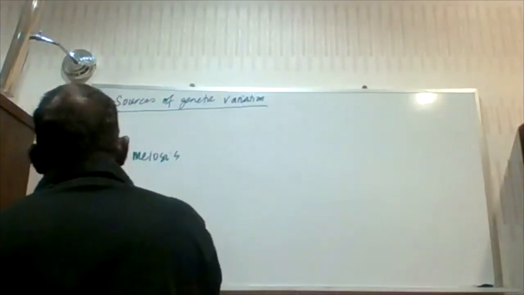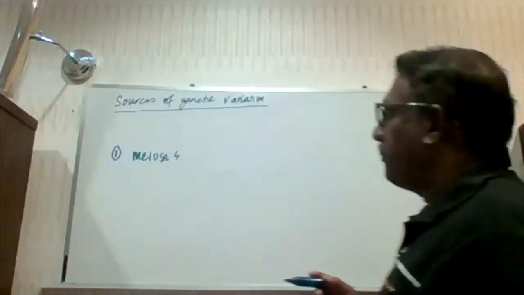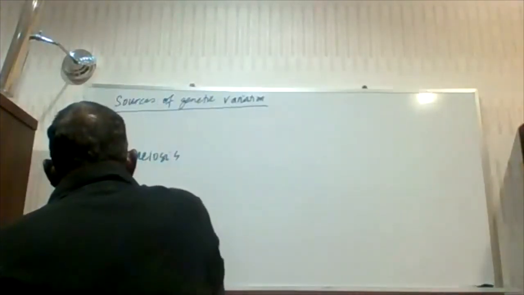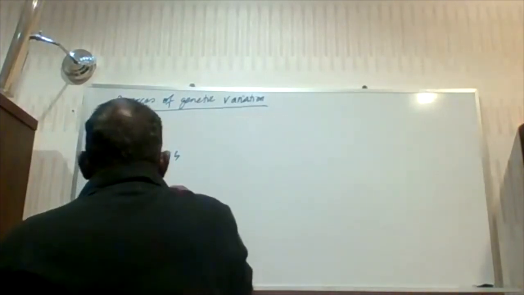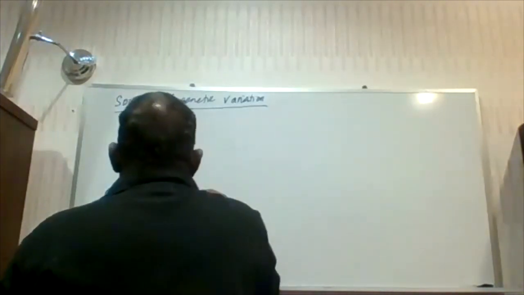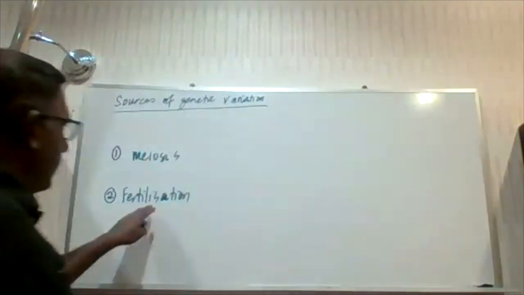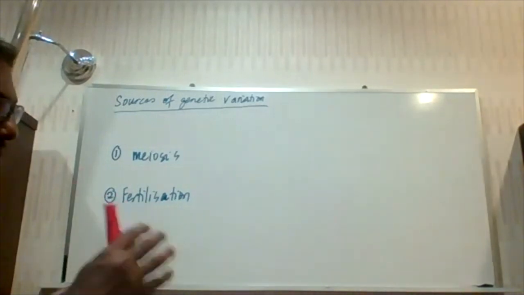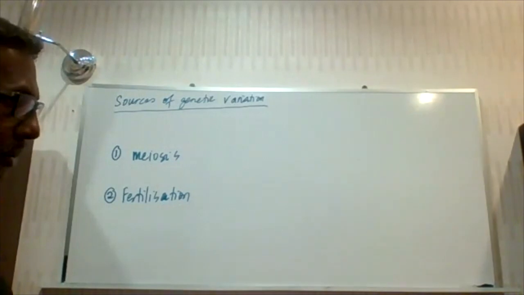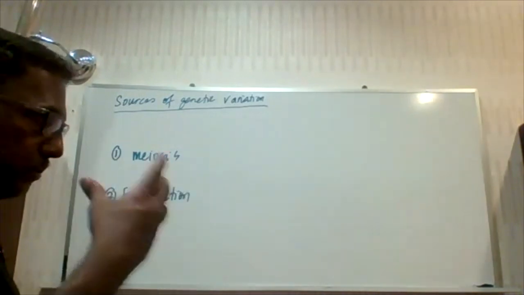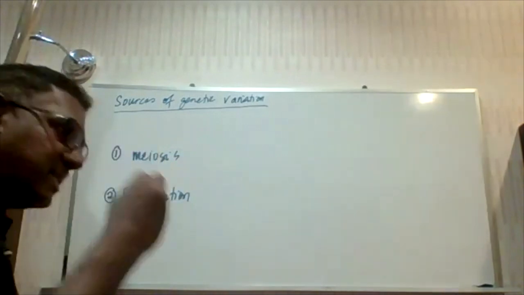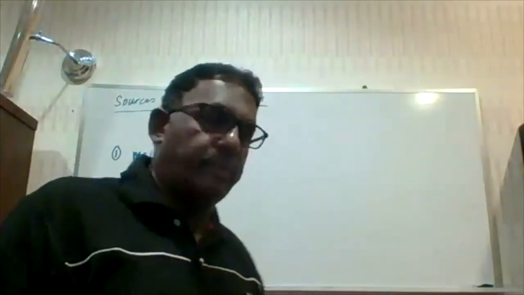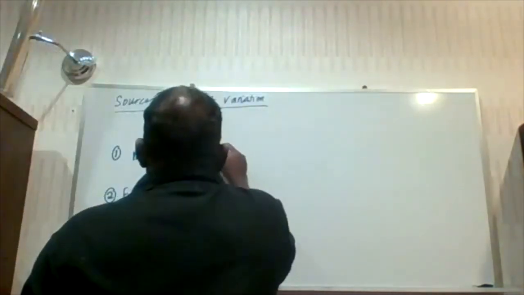All right. Is there any other source of genetic variation? Another important source of variation is the fertilization process. In reproduction, gametes are important. The male gamete fuses with the female gamete to form the zygote. That means the gametes must be genetically different. So when the gametes are genetically different, definitely the zygote will be genetically different. So meiosis is mainly for gamete formation.